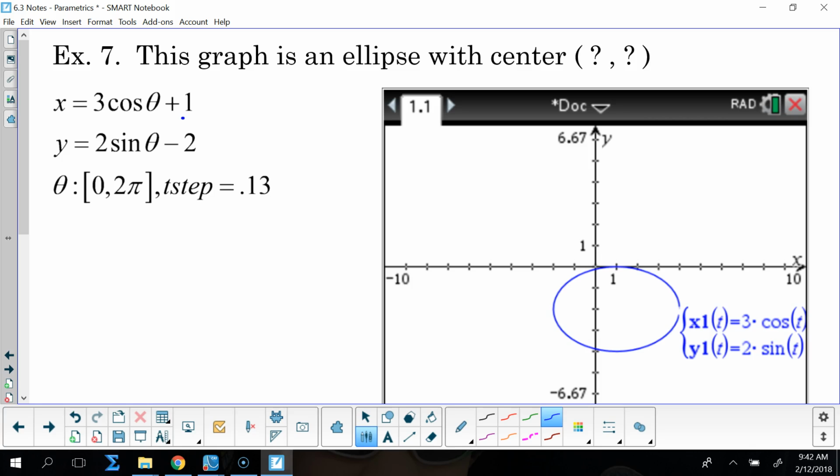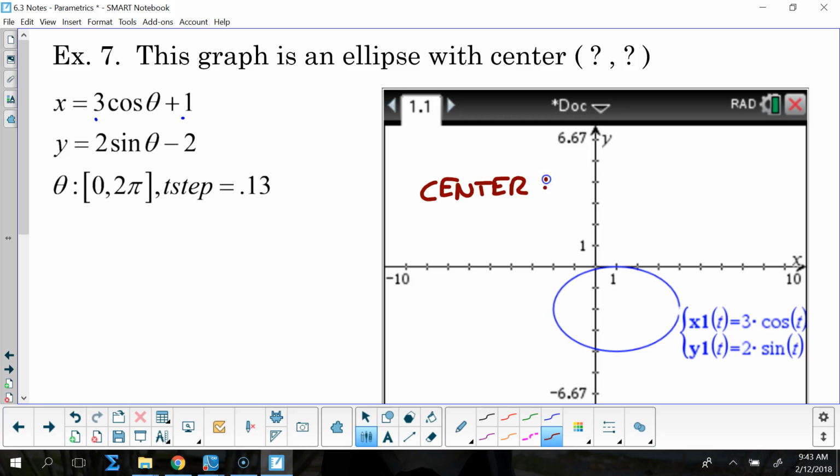It tells you that this number is bigger, so that's going to stretch it out along the horizontal axis. If the y coefficient was bigger, it would stretch it out along the vertical axis. That's the awesome part about parametrics. Everything is pretty much straight up. Okay? So the center of this ellipse is at 1 comma negative 2.